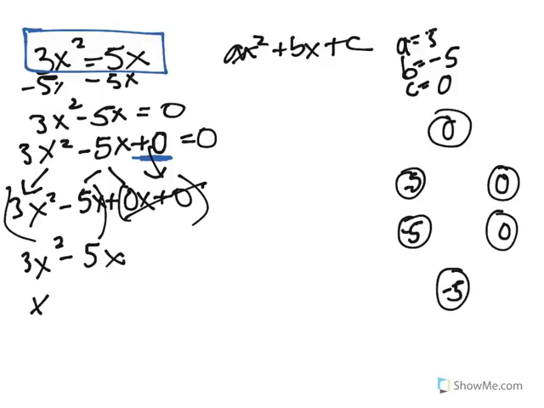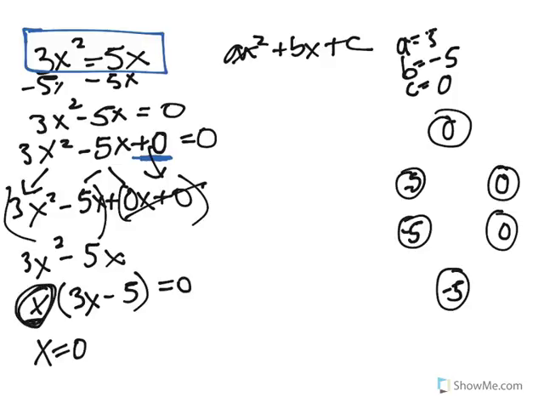So we have 3x squared minus 5x. And we can only factor an x out of that, so we'll have x times 3x minus 5. So x has to equal 0, because if this is supposed to equal 0, one of the factors needs to be equal to 0 in order to make the equation equal to 0. So we can assume that x equals 0 for one of the roots, and then for the other root, let's do 3x minus 5 equals 0, and we'll solve for that.